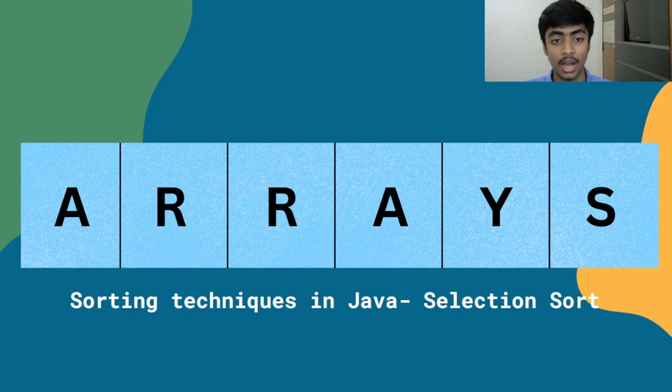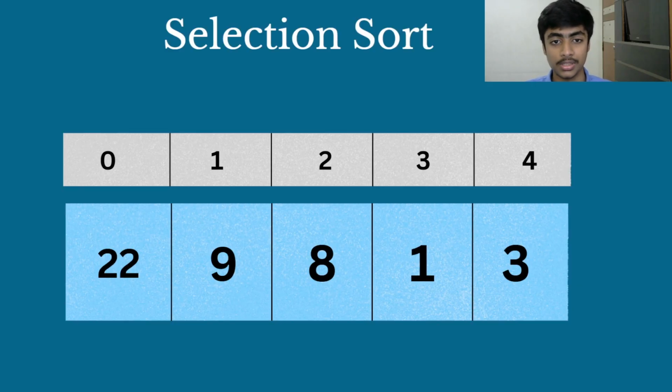So in this case, I made an array which has 5 elements: 22, 9, 8, 1 and 3. I could arrange them in an ascending order: 1, 3, 8, 9 and 22, or I could arrange them in a descending order: 22, 9, 8, 3 and 1. Both of them are examples of sorting, and sorting is really helpful.